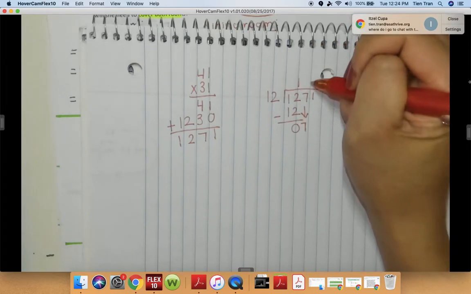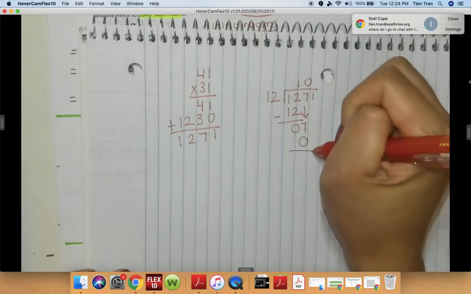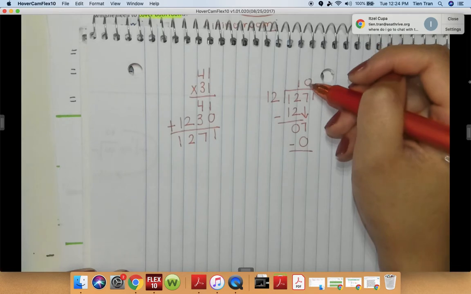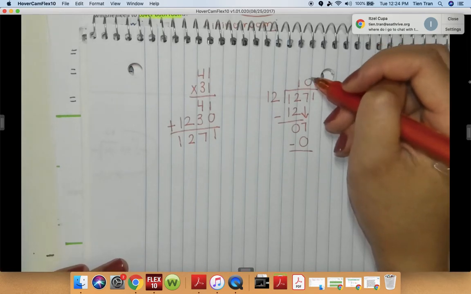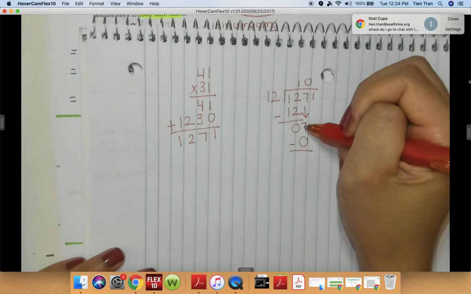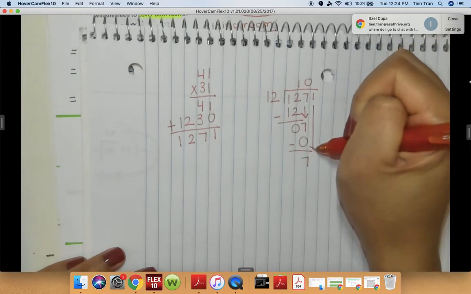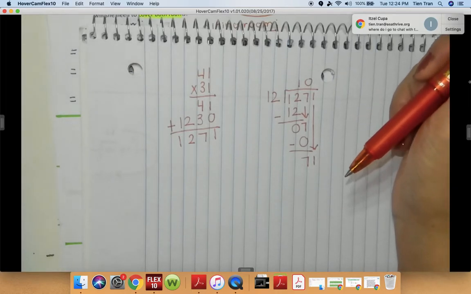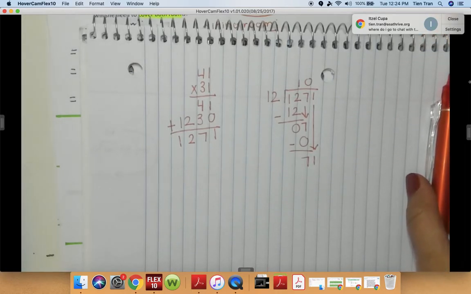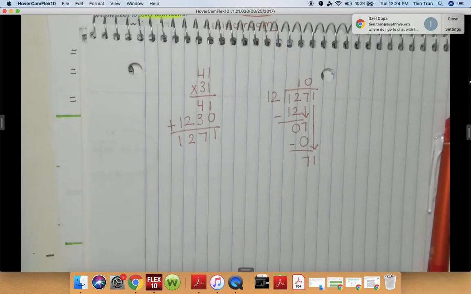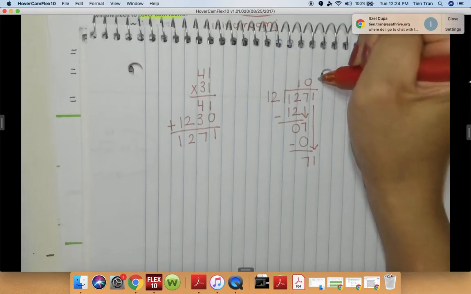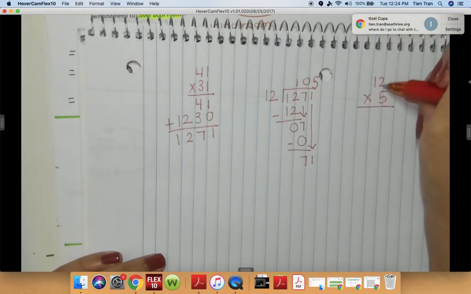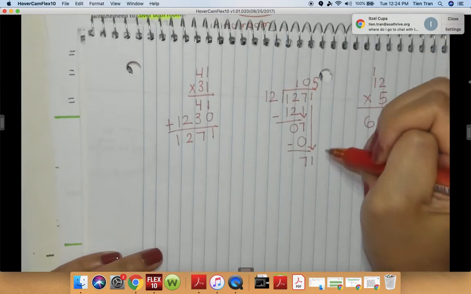There's no way that can happen. So I'm going to put a 0 and I need to subtract that 0, because if I don't, you're going to get a number here that doesn't make sense or you forget to put your 0 here. So make sure you're doing that. So 7 minus 0 is equal to 7 and then I bring down my 1. So I need to figure out how many times can 12 go into 71. 12 can go into 71 about 5 times, right? Because 12 times 5 is equal to 60.